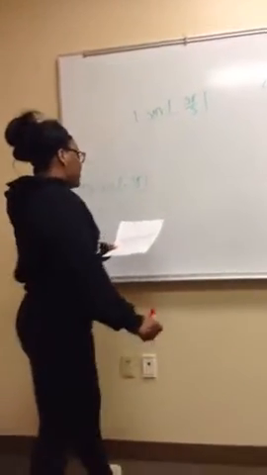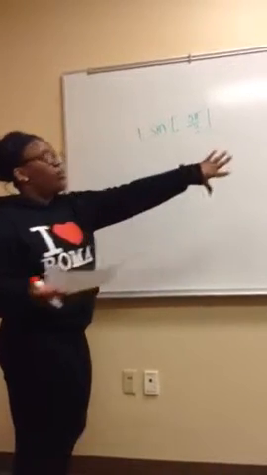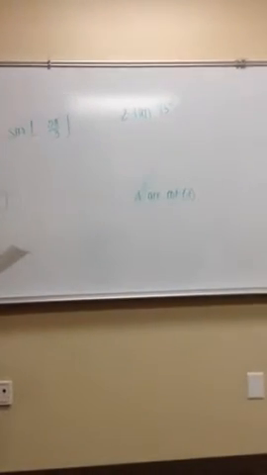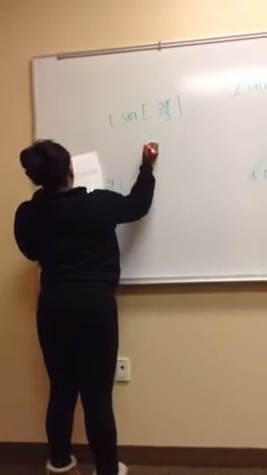Okay. This is part 2. We're now doing the problems that correlate with the unit circle. All right, so the first one is sine negative 5 pi over 3.